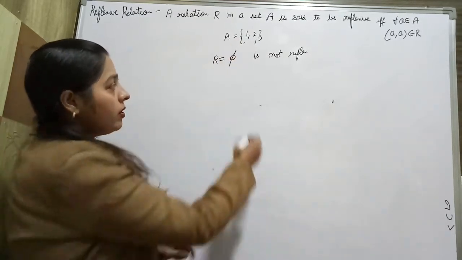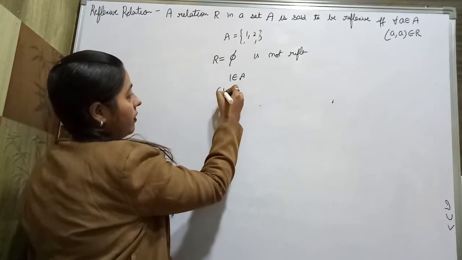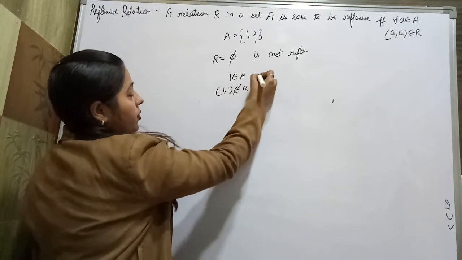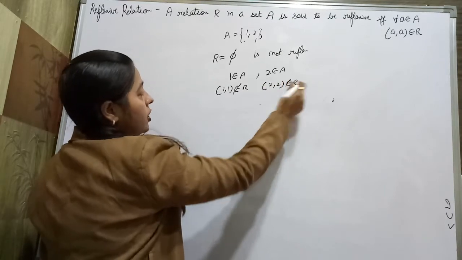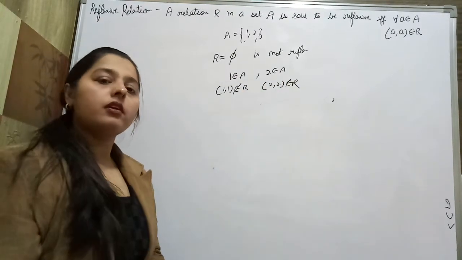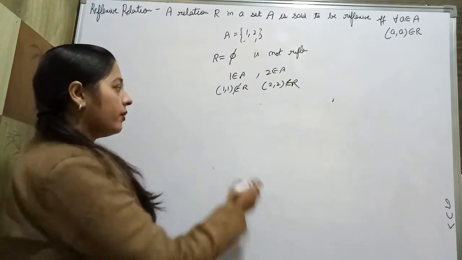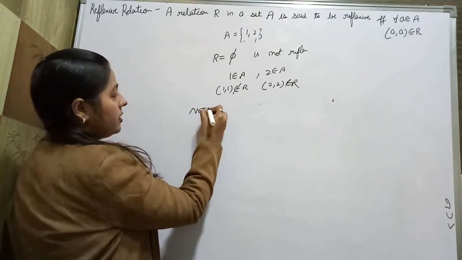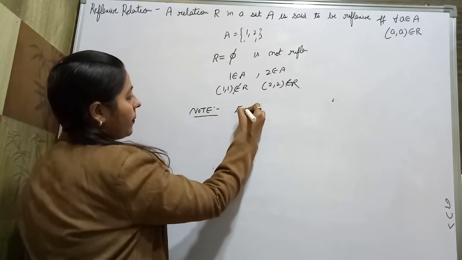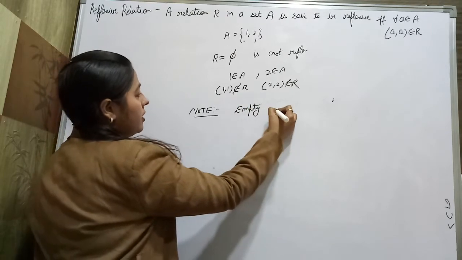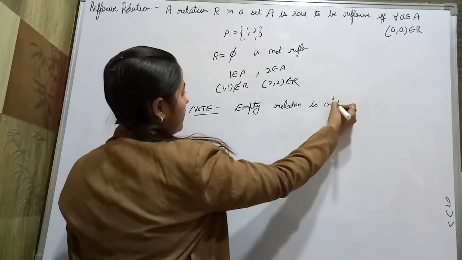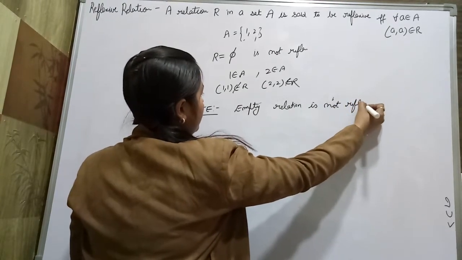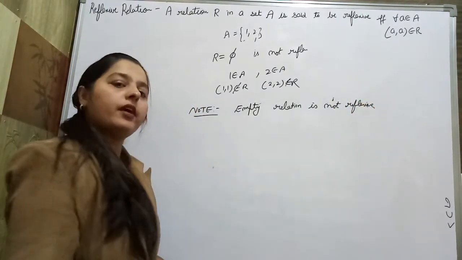But here 1 also belongs to A, but (1, 1) is not there in R. 2 belongs to A, and even (2, 2) is also not there in R. So this type of relation is not reflexive. So what you conclude, you must put a note here, that the empty relation is not reflexive. Empty relation is not reflexive ever.